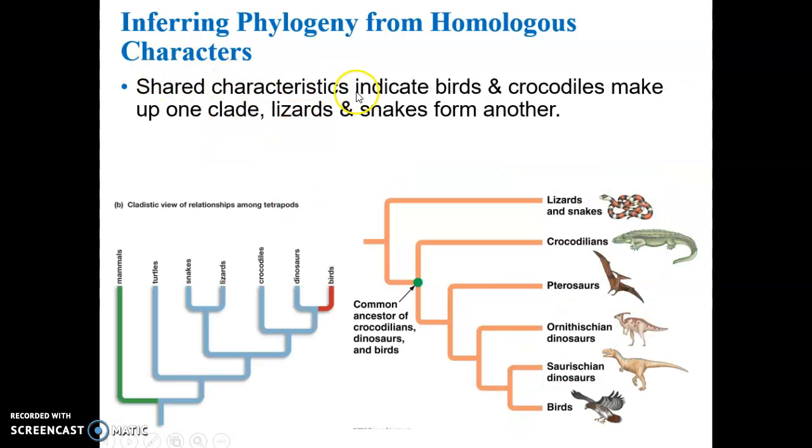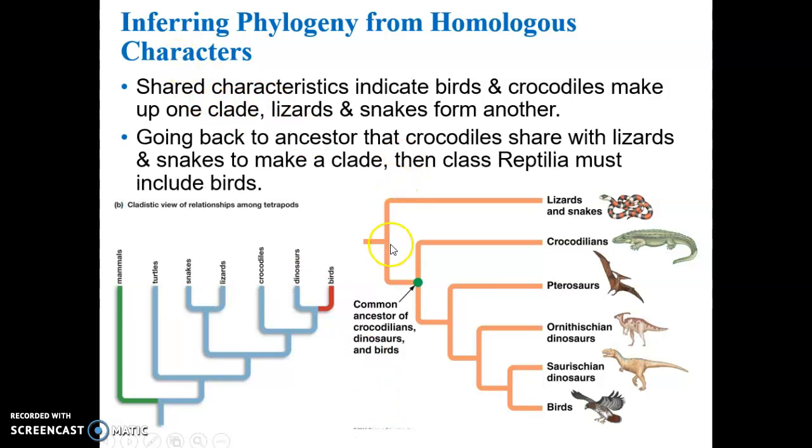So shared characteristics do indicate that birds and crocodiles make up one clade, simplified here: crocodiles here and birds here. This whole grouping is a clade because that's where a common ancestor would be. And snakes and lizards make up an outgroup in this example. Okay? So what this is showing you here, crocodiles to birds, is from birds to crocodiles here. And then lizards and snakes are a more distant group, and even more distantly related are turtles and tortoises.